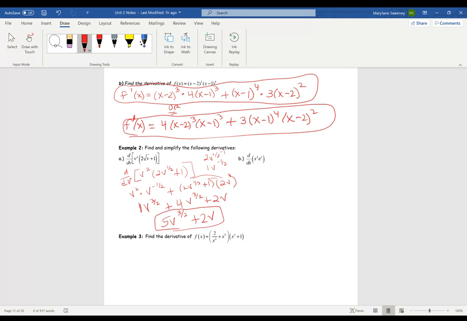Next one, d dx of x squared e to the x. Well, we would go first times the derivative of the second. Derivative of e to the x is e to the x, plus second times the derivative of the first. So this could be your answer. Sometimes people will say, well, I could factor e to the x out of both, and it would look like that. Doesn't really matter. You don't have to do that.